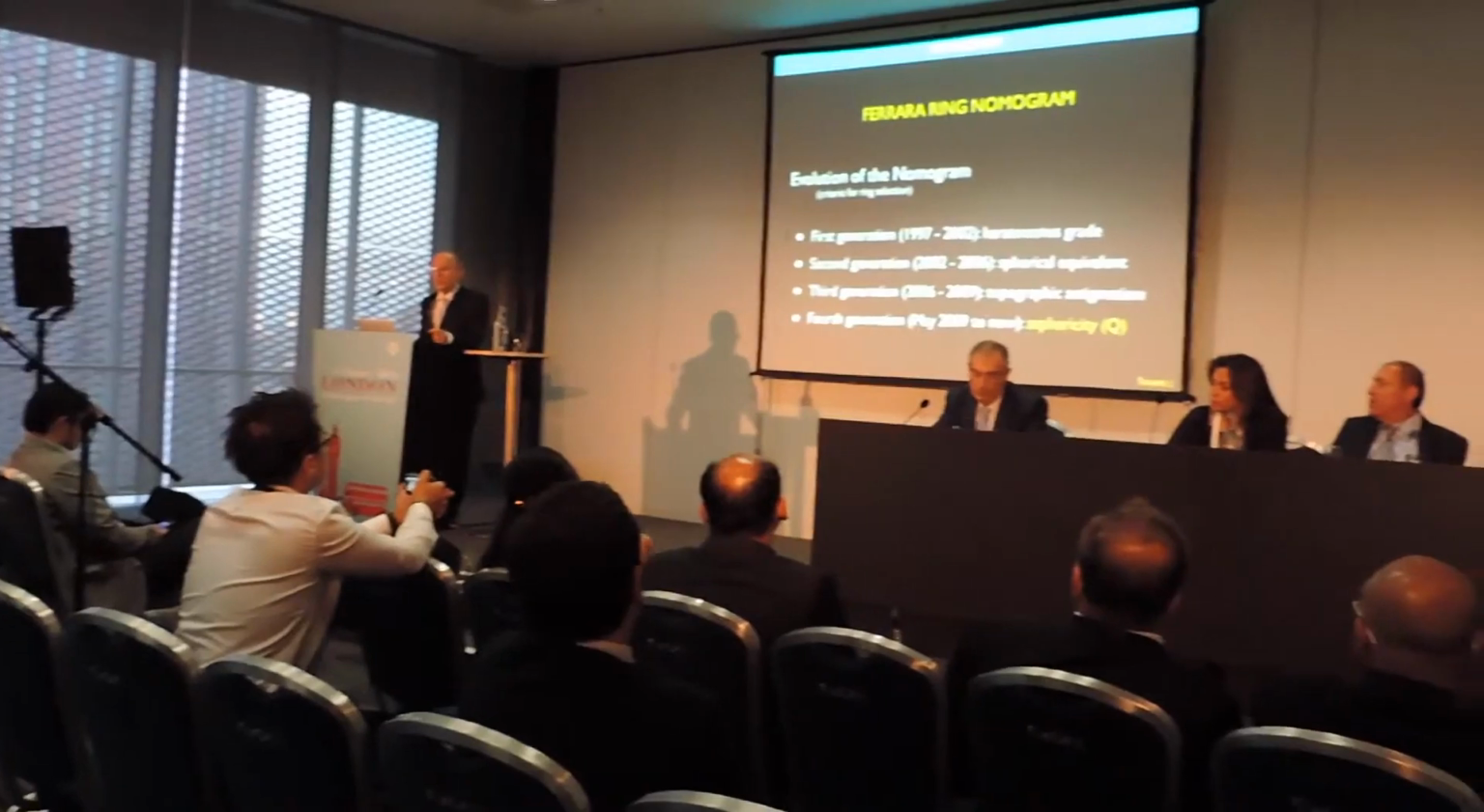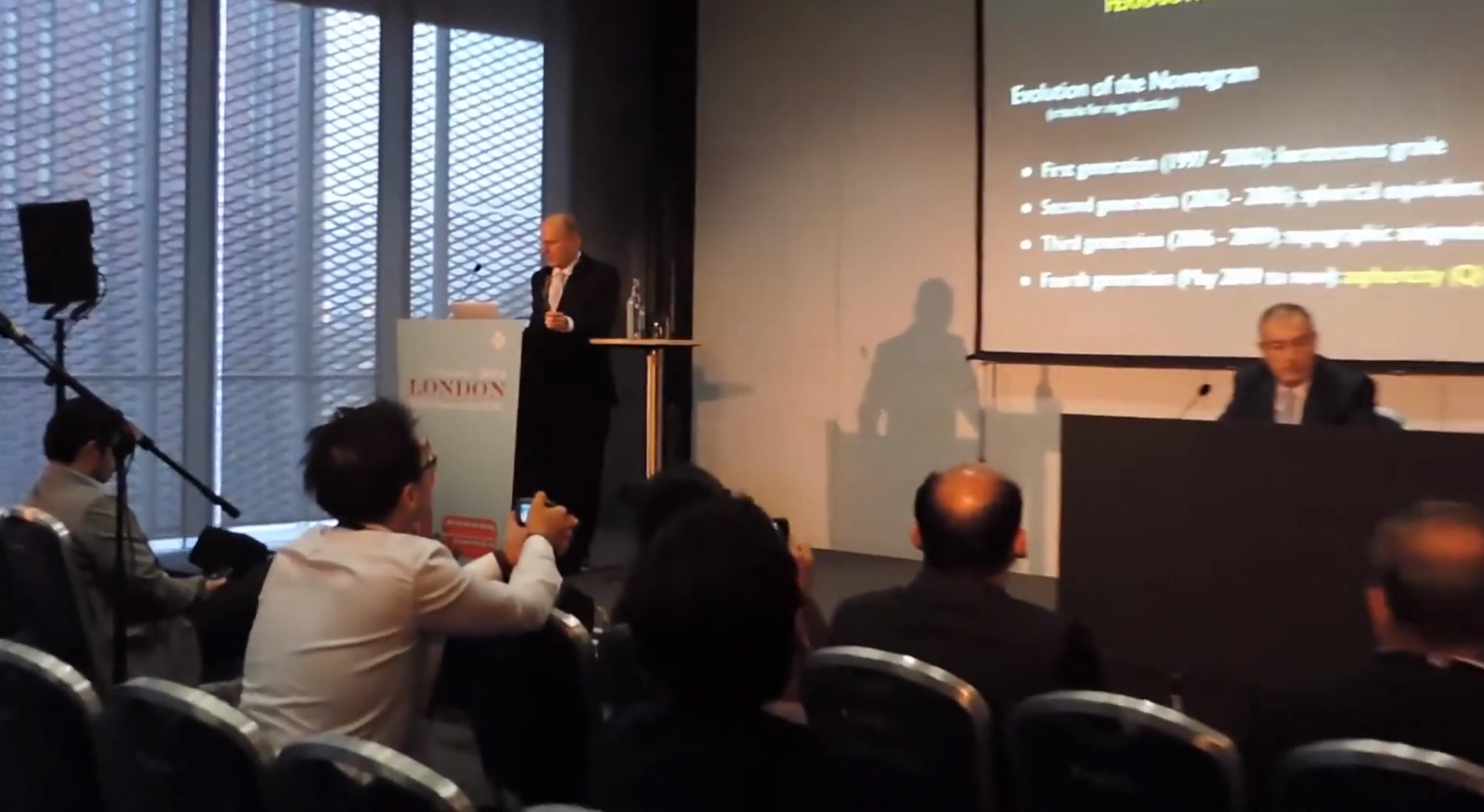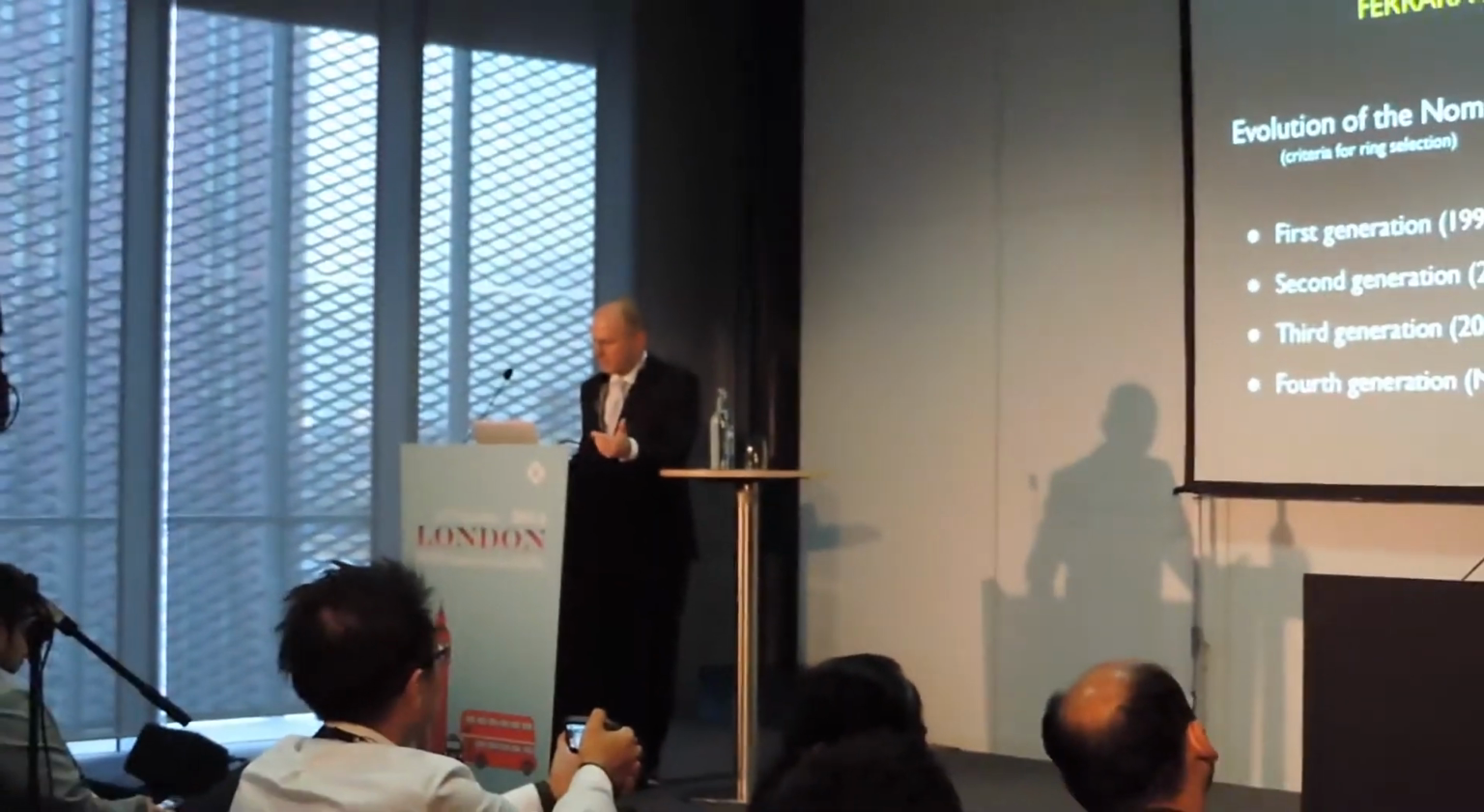There is a continuous evolution of the nomogram, and in the first generation of the nomogram, only the keratoconus grade was considered for the ring selection, and it showed to be very unpredictable. So it was moved to the second generation that was based on the spherical equivalent, and then to the topographic astigmatism, and the actual nomogram that is based on the corneal sphericity. The second generation of the nomogram, from 2002 to 2006, was based on the spherical equivalent.